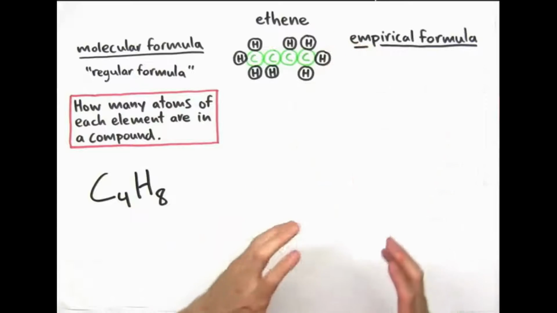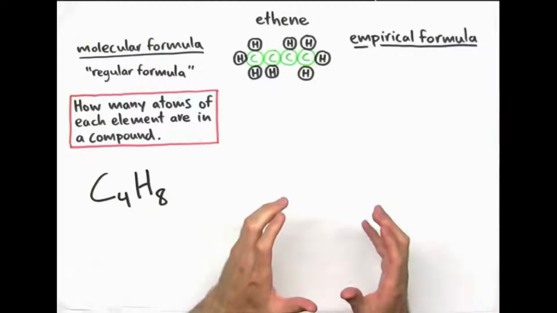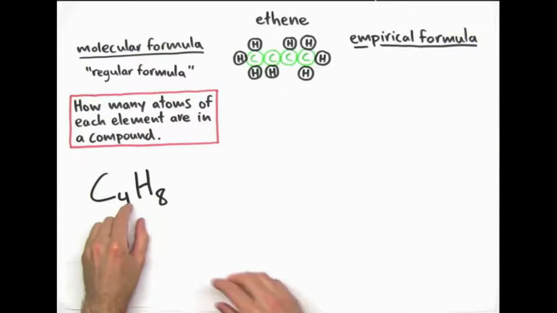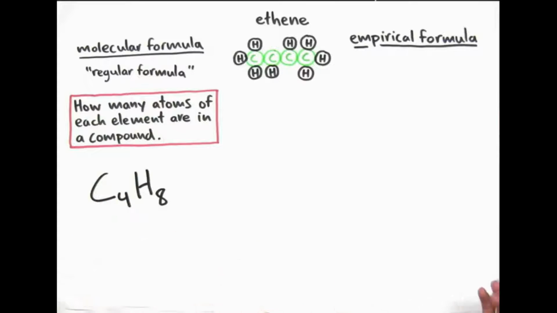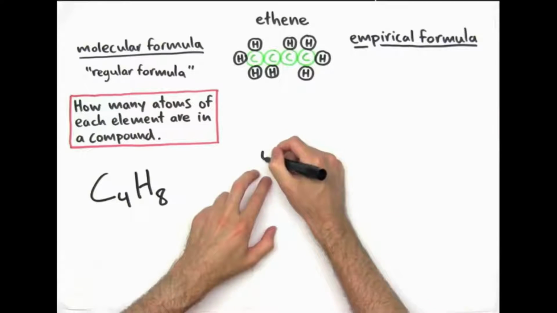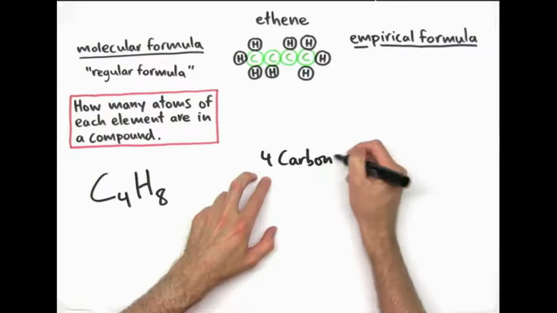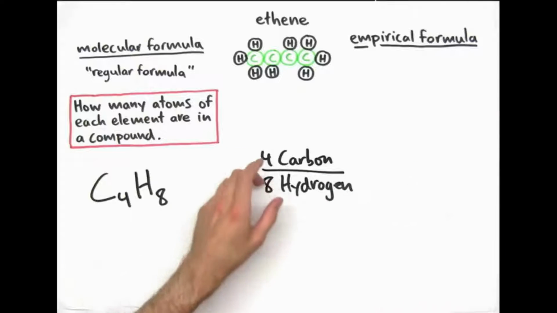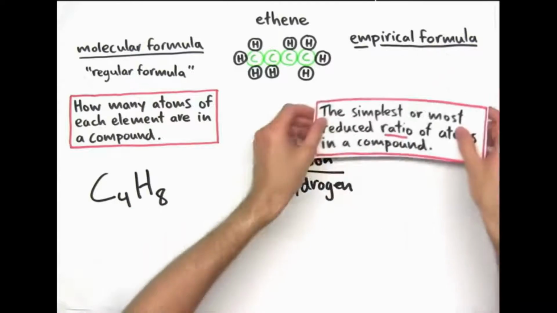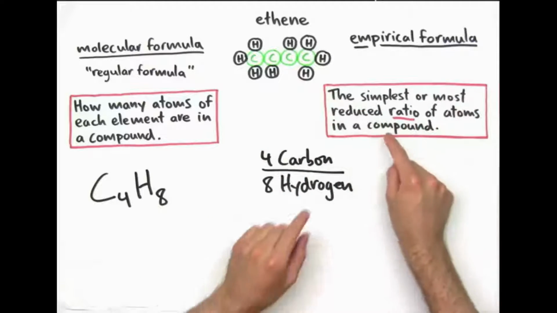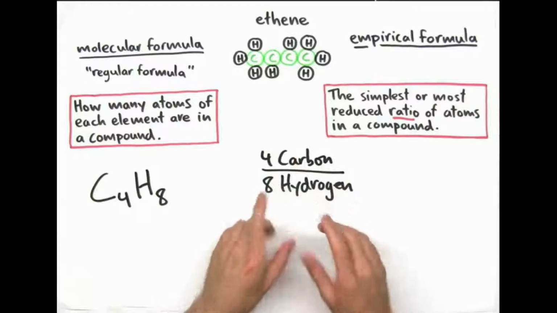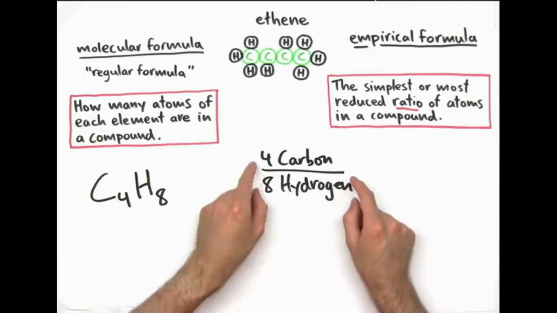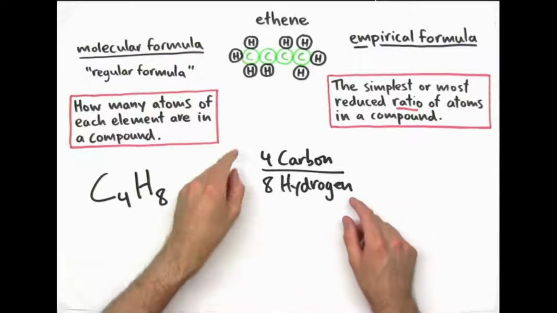Now, empirical formula over here is all about the ratio of different types of atoms in a compound. So here we have 4 carbons and 8 hydrogens. Let's write this as a fraction or as a ratio. So we've got 4 carbon over 8 hydrogen. Now, what's special about the empirical formula is it tells us the simplest or most reduced ratio of the atoms in a compound. So if this ratio or fraction were on your math homework, how would you write this in the simplest or most reduced form?